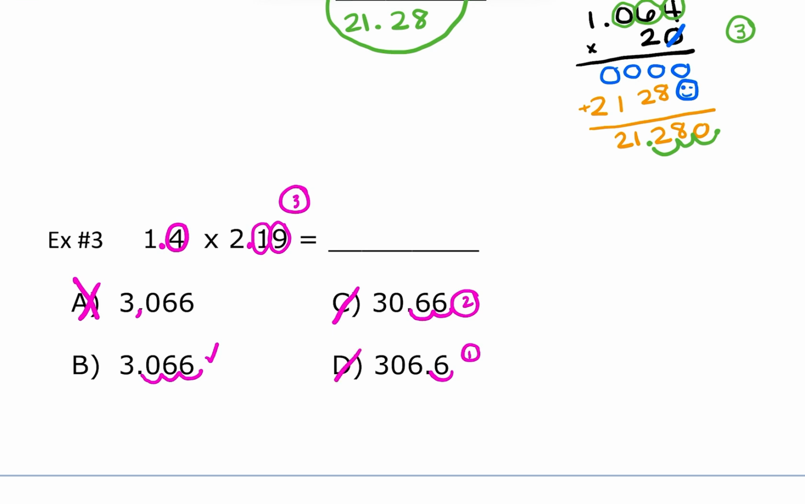So in this situation, I don't even have to do the math. I just remember my strategy and I can figure out the decimal places.